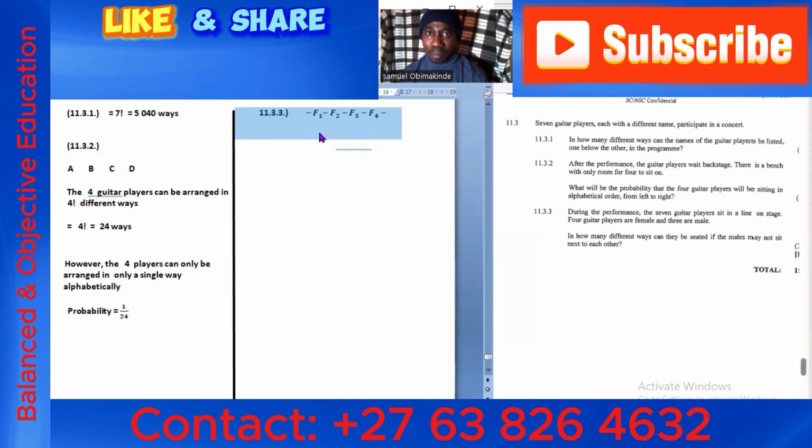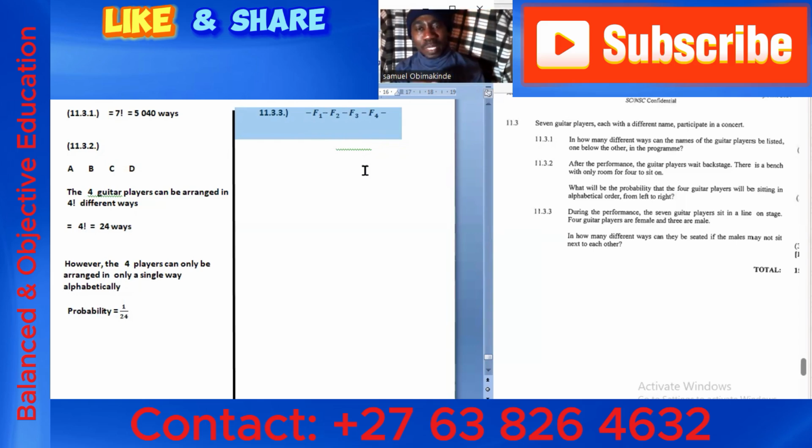It means that the males were inserted in between the females, right? So here, you can have a male here, a male here, a male here. You can have 3 males provided they are not sitting next to each other. So the 3 males were sandwiched between the females.